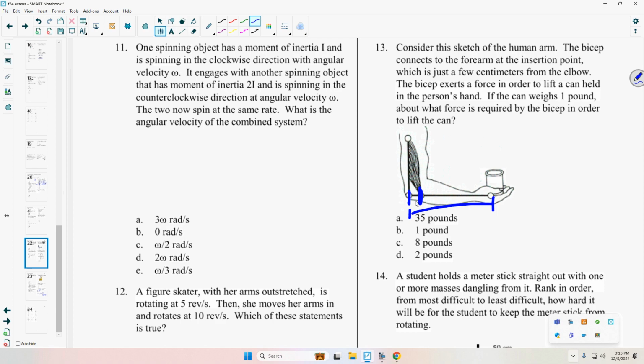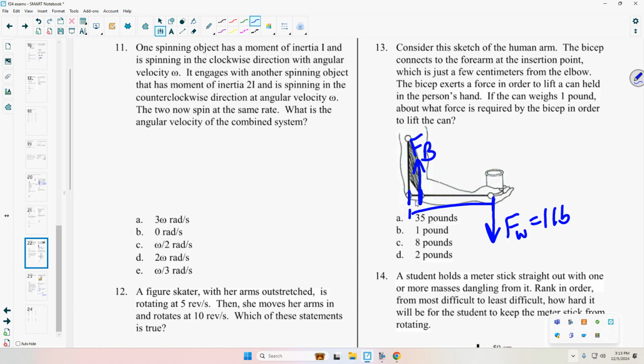I say that the insertion point is just a few centimeters from the elbow. That means that the bicep is attached right there, and so the force acting on the bicep is acting in that place. And then there's another force, which is the weight of that soup can, or whatever he's holding, which is equal to 1 pound.